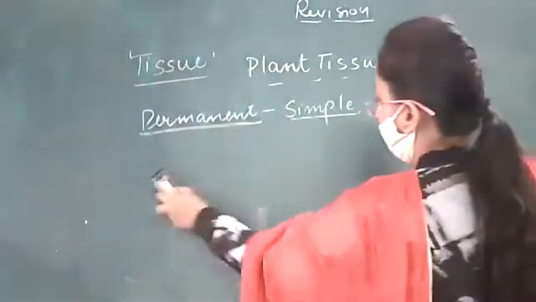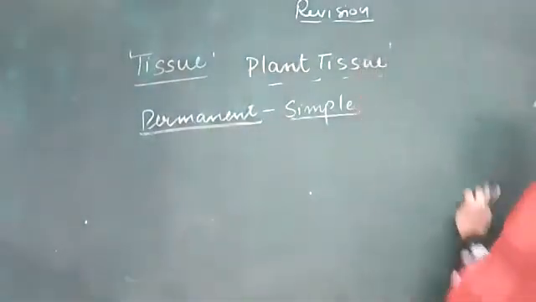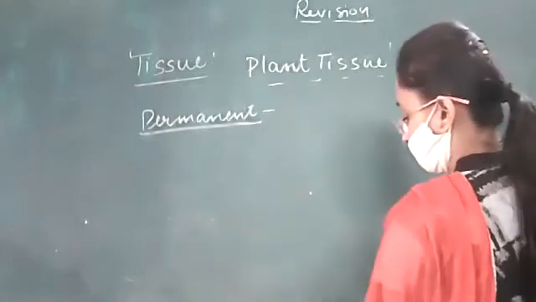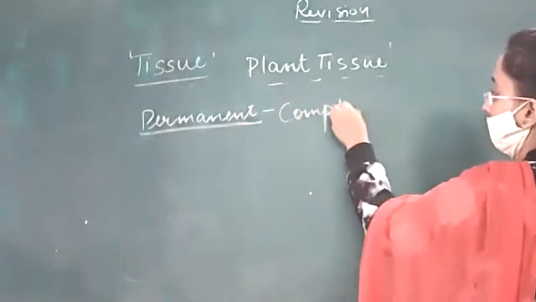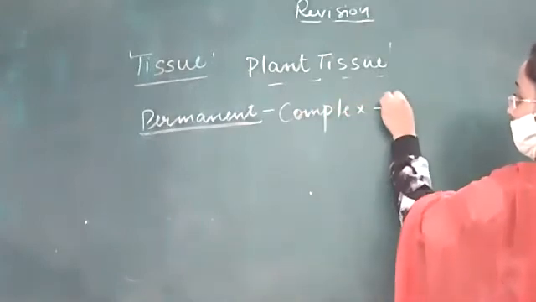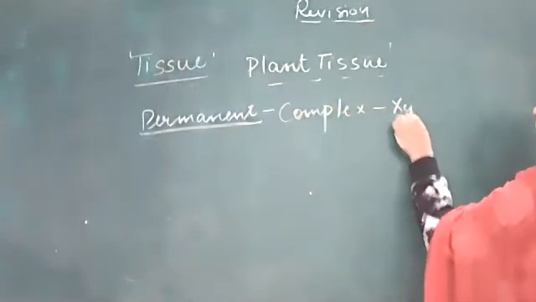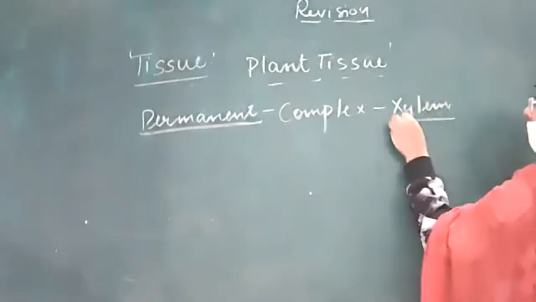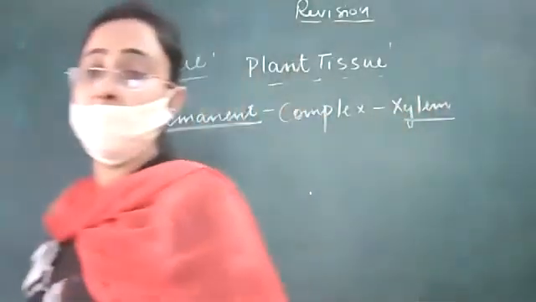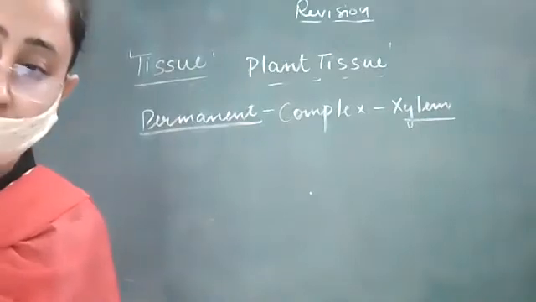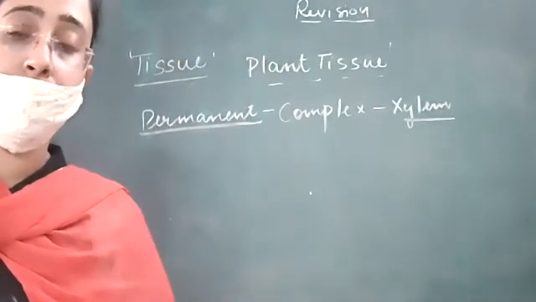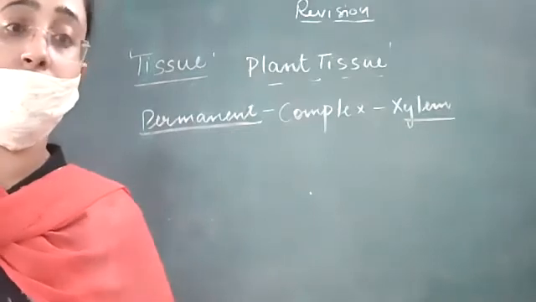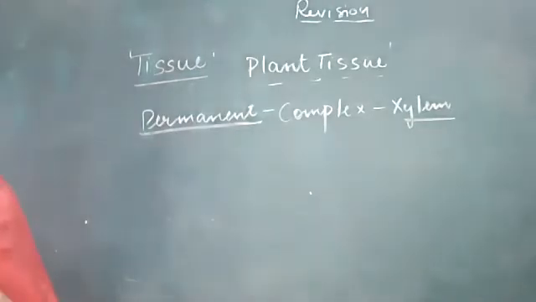The complex permanent tissue consists of, first, xylem. So xylem, किसलिए होता है? Xylem is basically for the conduction of water, and phloem is basically for the conduction of food and minerals.